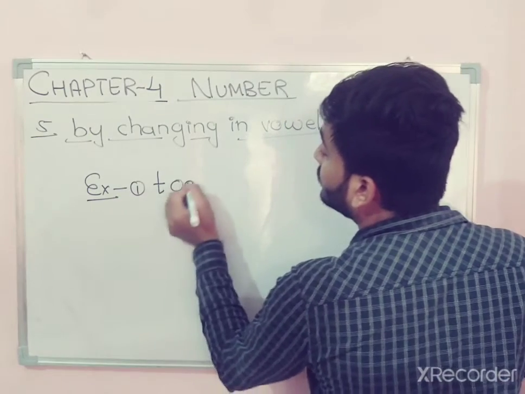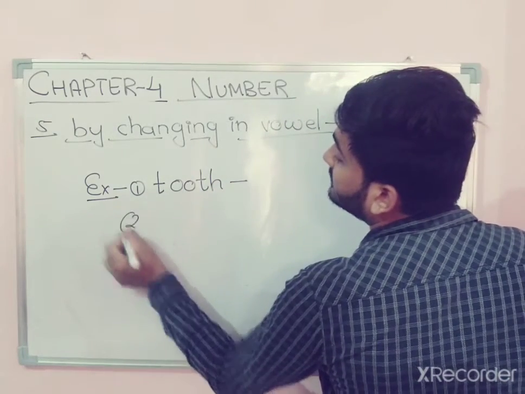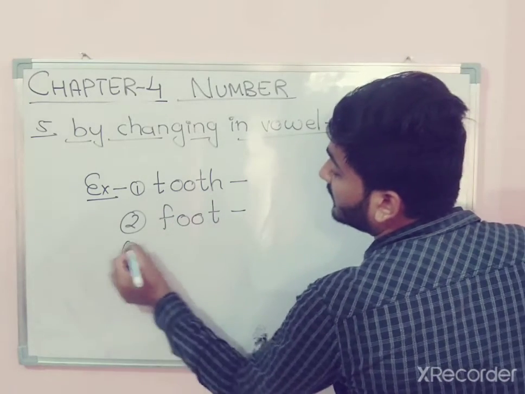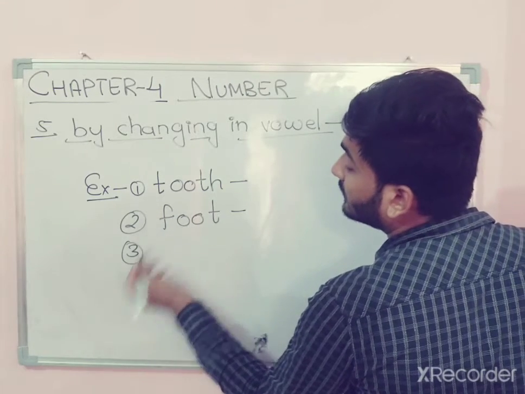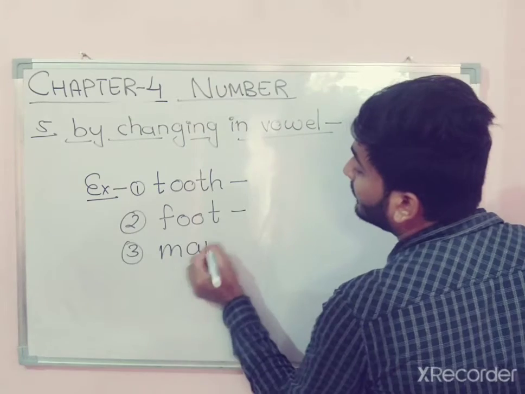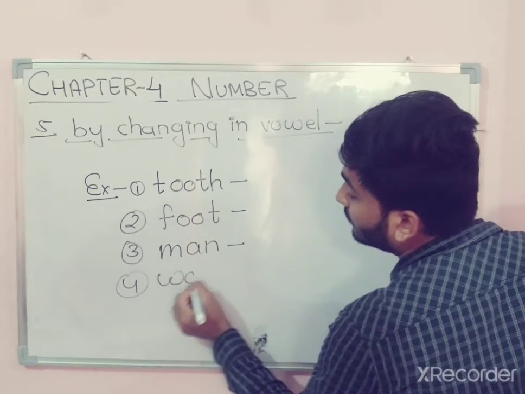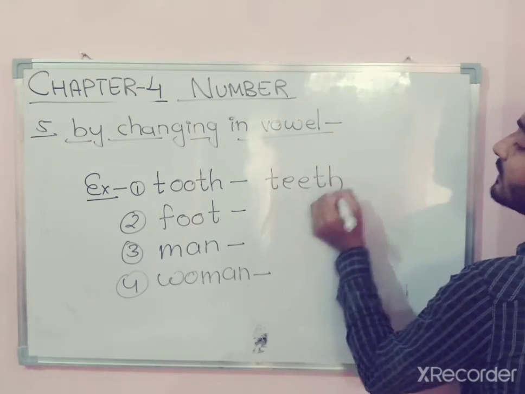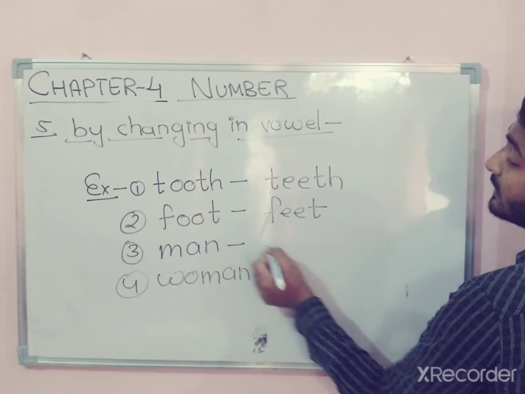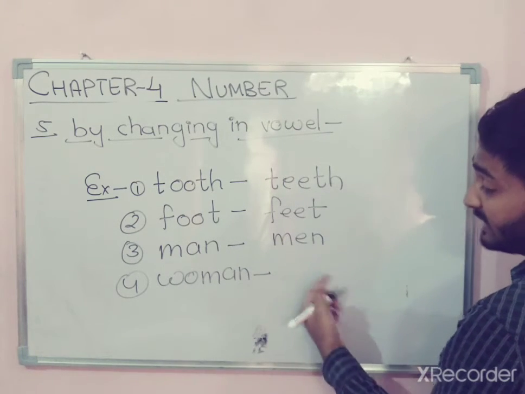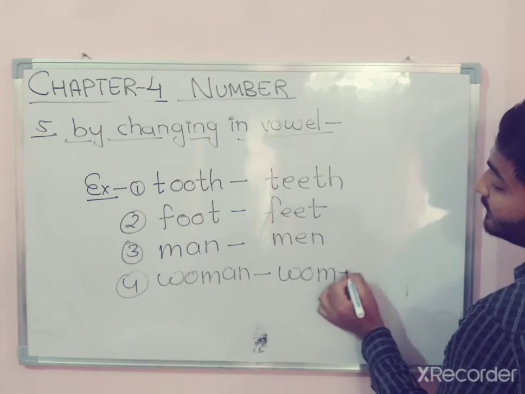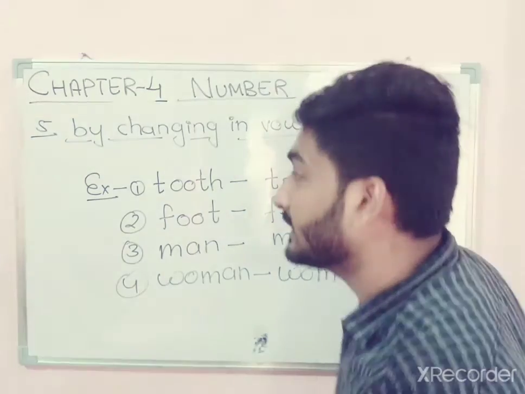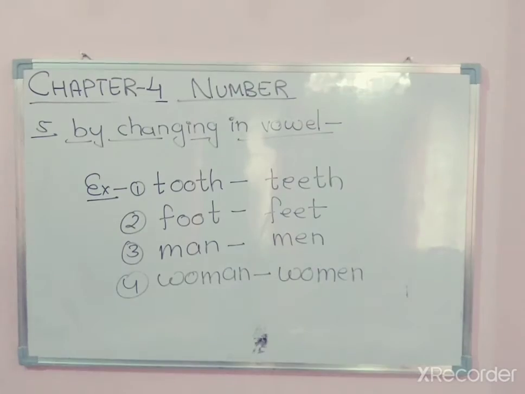Number 1, tooth. Number 2, foot. Number 3, man. Number 4, woman. Tooth becomes teeth. Foot becomes feet. Man becomes men, and woman becomes women. Okay, so this is the rule number 5. Now come to the rule number 6.